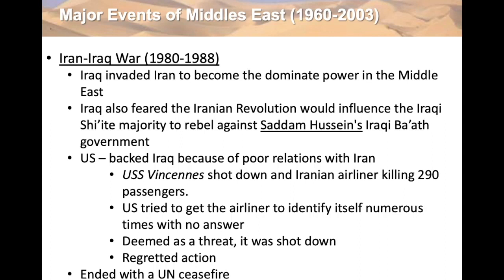And so now you have this aircraft in the sky not answering the calls and not identifying itself, and so it was deemed a threat, and it was shot down. After the investigation and all of that, the United States regretted the action that it did, but it was just poor relations with Iran. The Iran-Iraq War ended with a UN ceasefire.